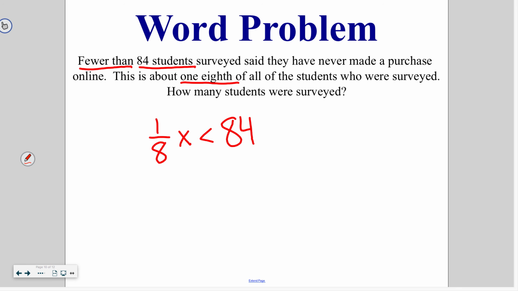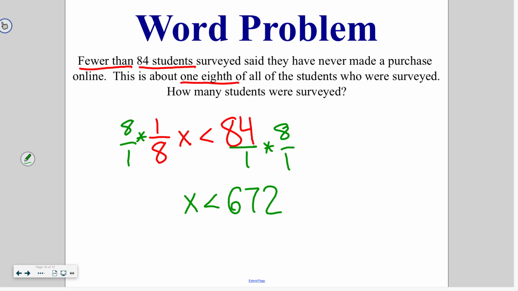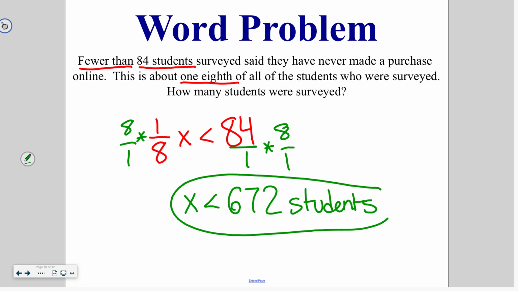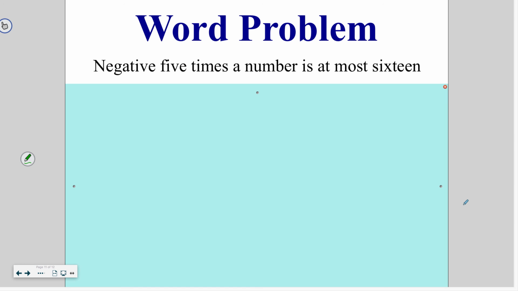In order to get rid of a fraction, we multiply by the reciprocal, and we end up with our answer of x is less than 672 students being surveyed. Go ahead and write out this inequality and then solve it on your own.